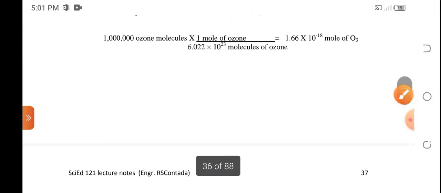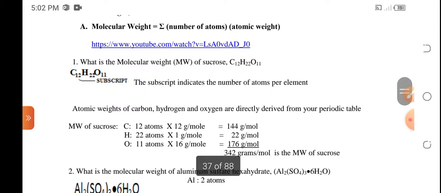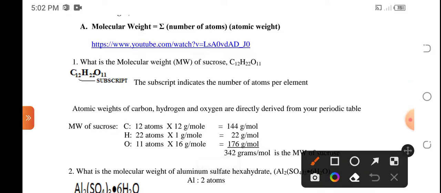Okay, so let's have that formula here. For the molecular weight computation, we have the summation of number of atoms multiplied to its atomic weight. So for example, you are asked for the molecular weight of sucrose.